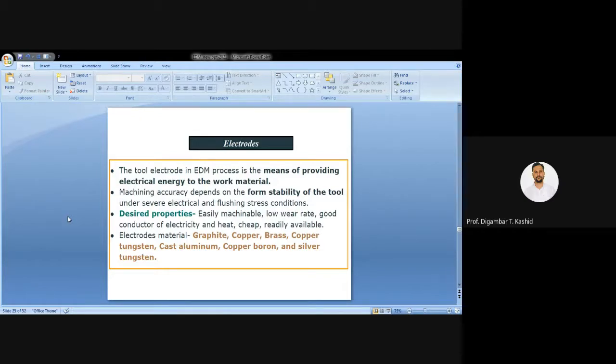Out of all these tool metals, copper and graphite are the most commonly used electrode metals because of their easy machinability. A graphite electrode with finer grains results in low tool wear rate, gives a better surface finish and higher metal removal. So copper and graphite are the two commonly used electrode materials. Keep this point in mind.